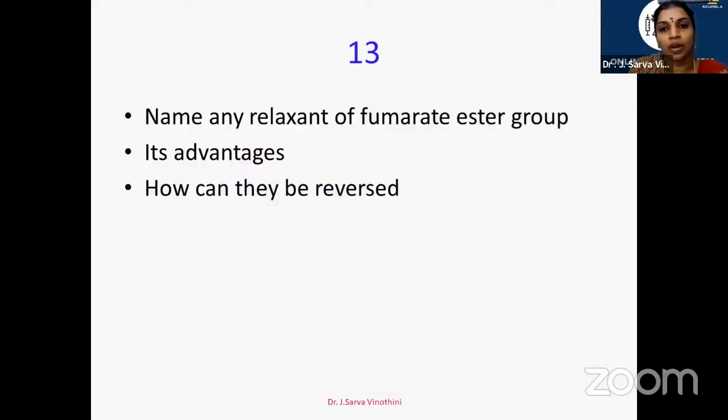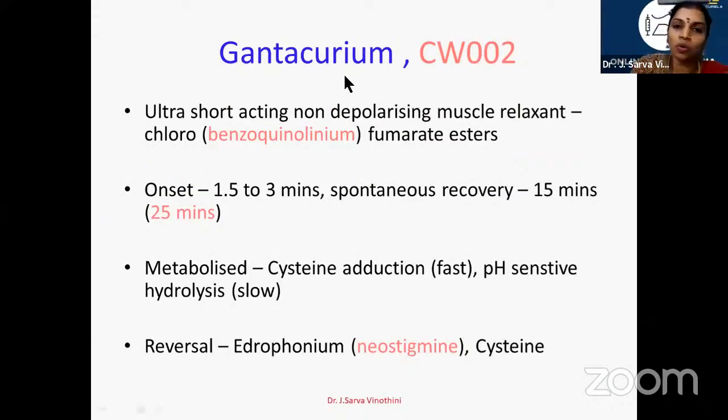Name any relaxant of the fumarate ester group, its advantages, and how they can be reversed. There are two drugs, of which Gantacurium has already passed phase 3 human trials. CW002 is still yet to be trialed in humans. Gantacurium is an ultra short-acting non-depolarizing muscle relaxant of the chlorofumarate ester type. CW002 is a benzoquinolinium fumarate ester. The onset time is around 1.5 to 3 minutes, so very rapid acting, and spontaneous recovery occurs within 15 minutes itself. With CW002, it is 25 minutes.